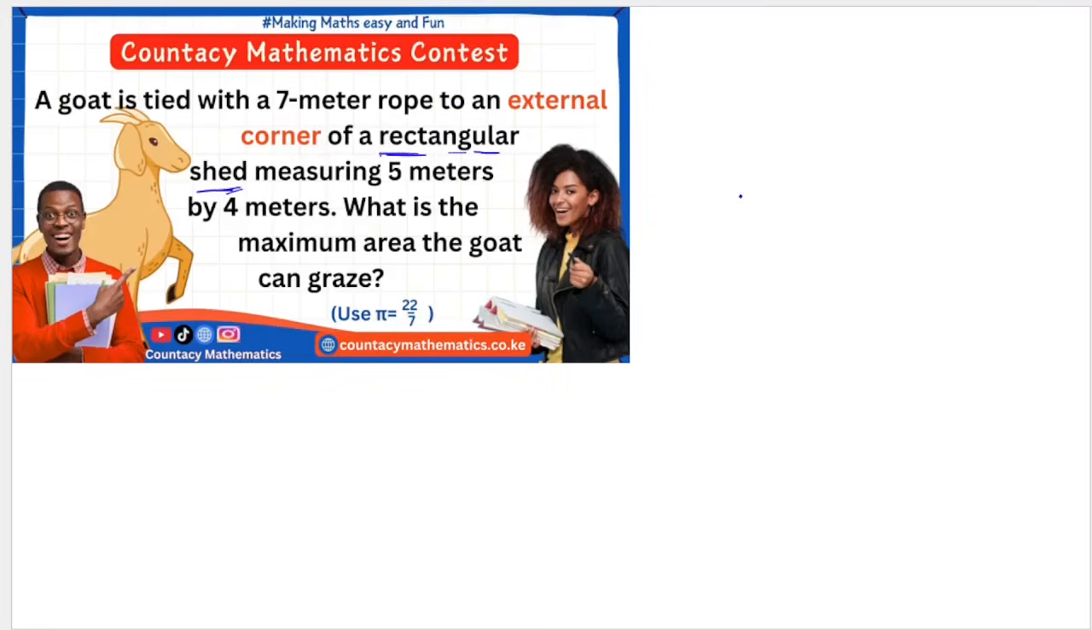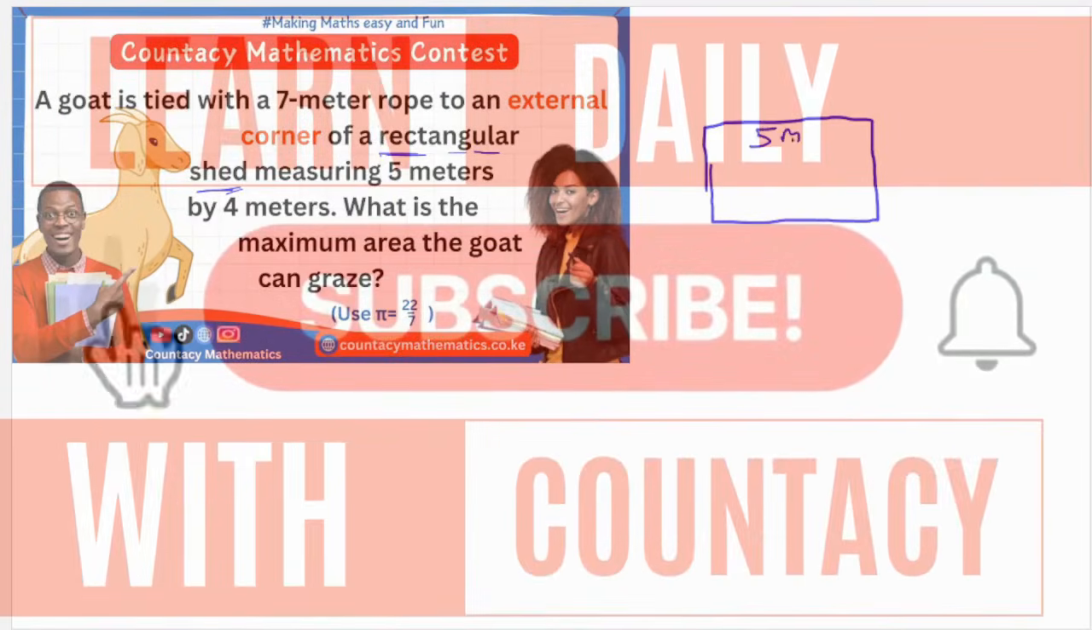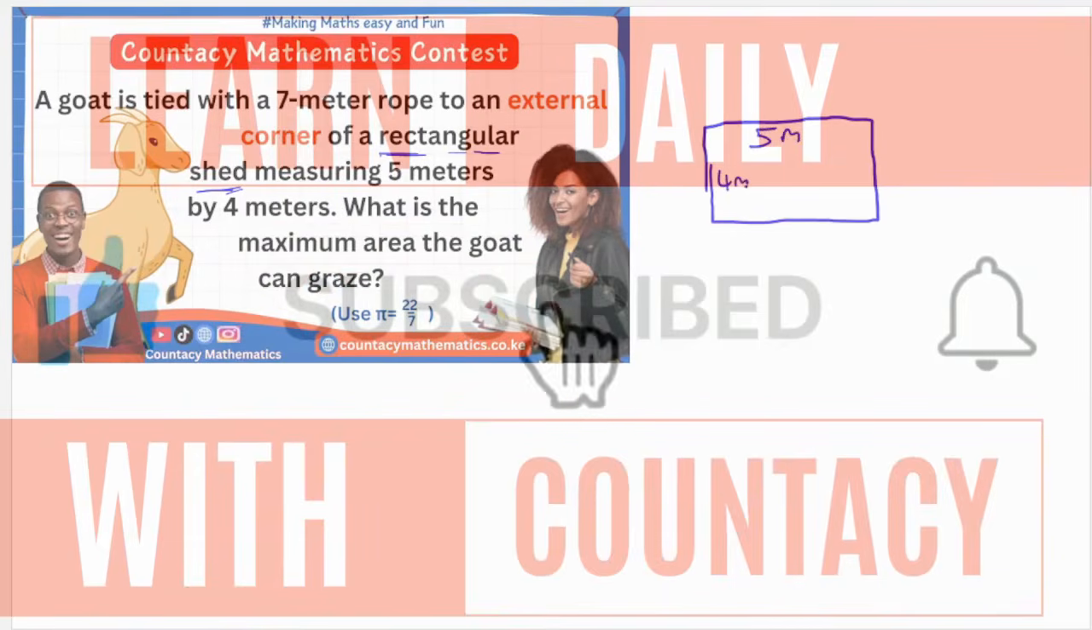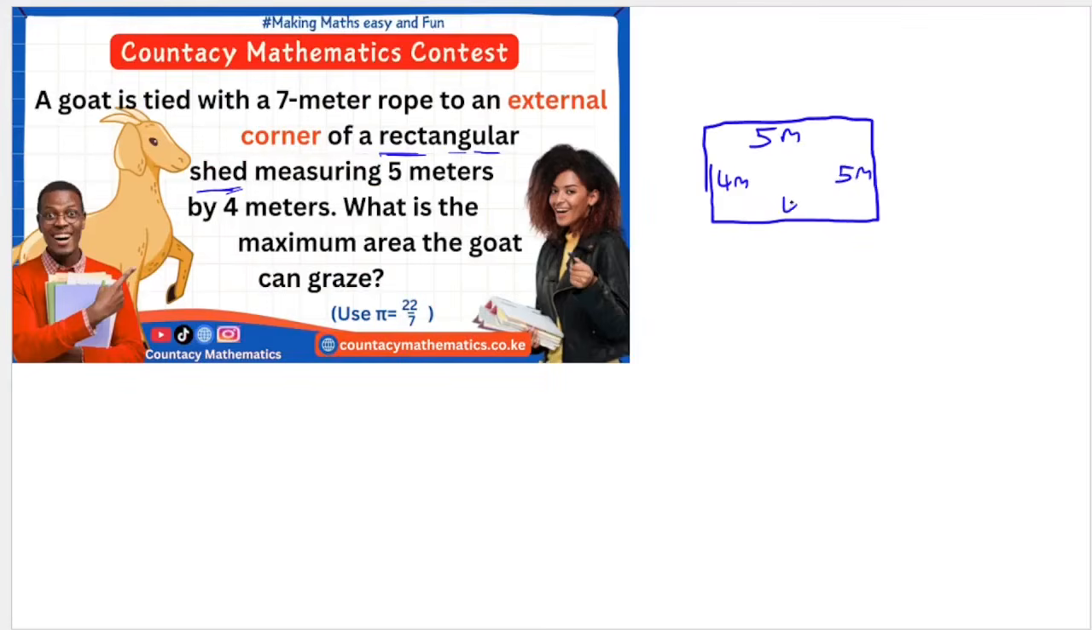Therefore, the first thing you try to do is to plot that rectangular shed. Let's assume it lies at a point like this, and we are told that it is 5 meters by 4 meters. Therefore, this length should be 5 meters, this length should be 4 meters, this length over here 5 meters, and 4 meters there.